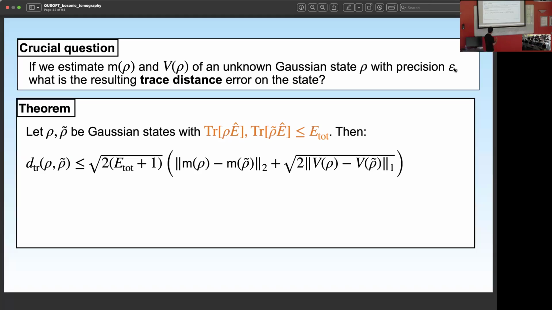We found this upper bound that relates the trace distance between two Gaussian states to the norm difference between their first moments and the norm difference between their covariance matrices. The proof of this upper bound is really technical. No standard techniques work here.